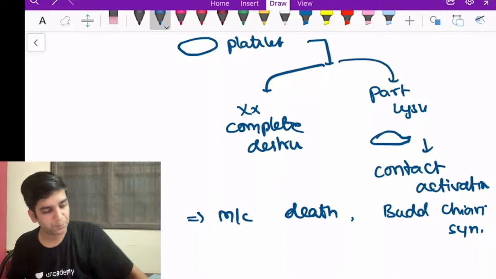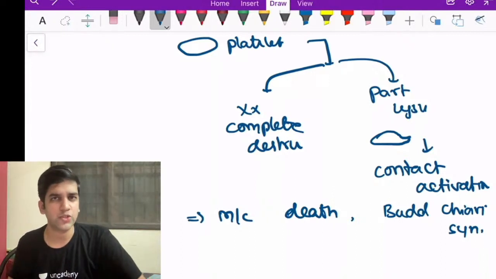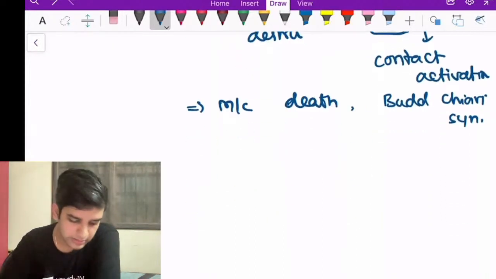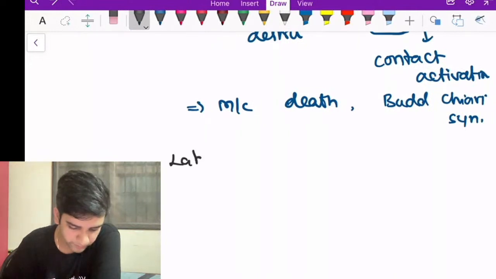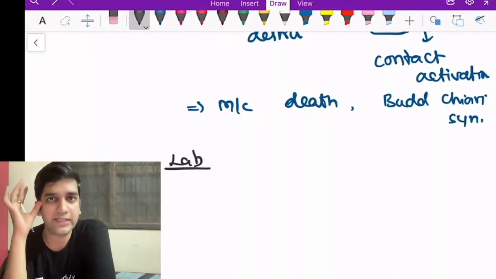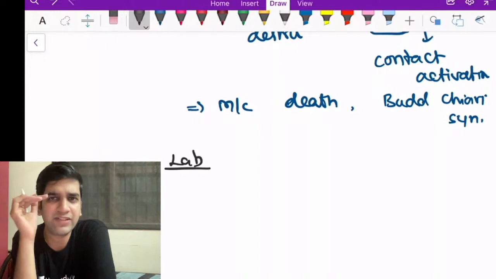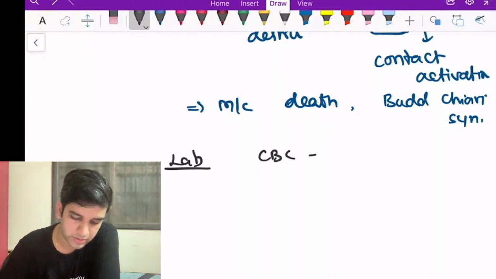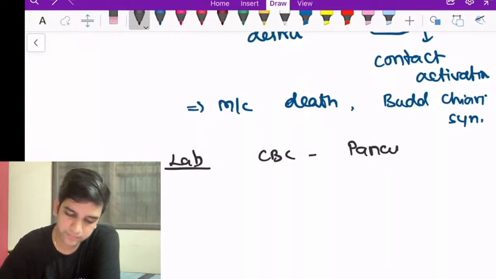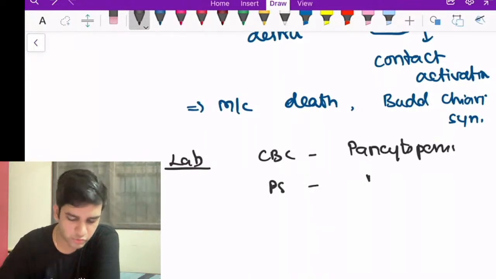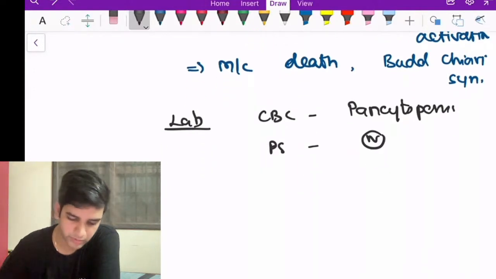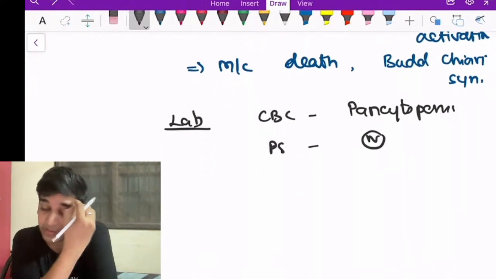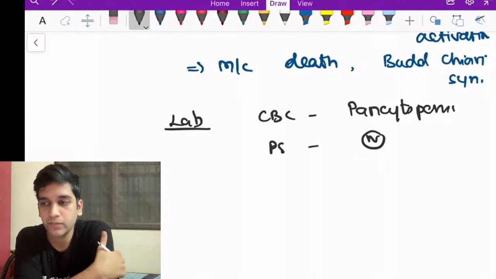So if I have pancytopenia with thrombosis, then my diagnosis of PNH is more or less sorted, fine? Again, lab diagnosis: peripheral smear no finding, CBC no finding, everything is going to be completely normal apart from pancytopenia. CBC will show me pancytopenia. Peripheral smear is more or less normal. I won't have any clues. The only thing which might help me a little bit here is flow cytometry.